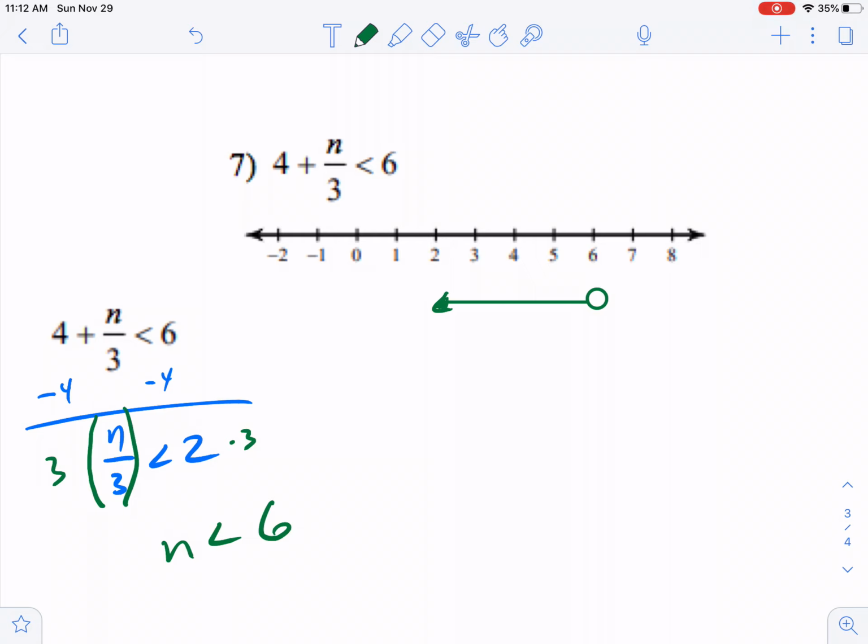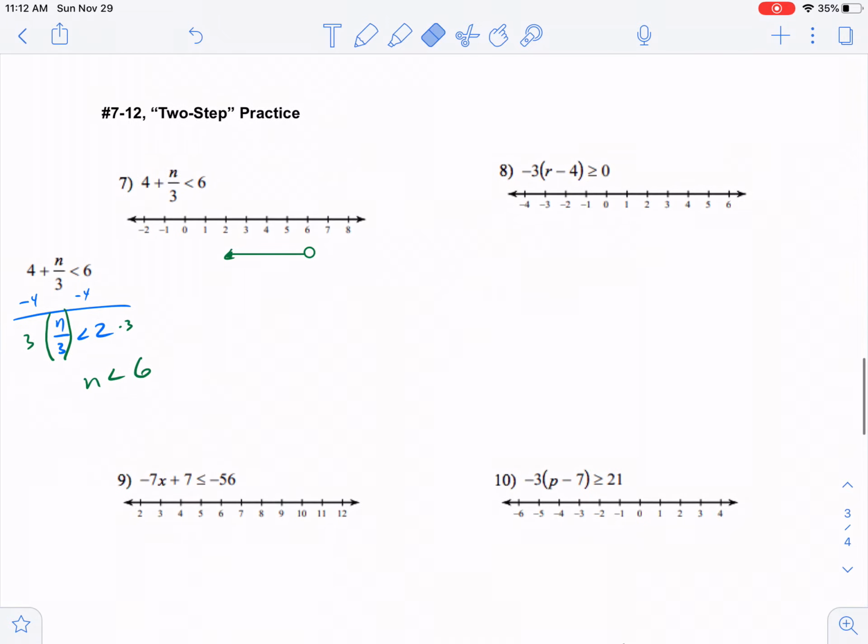And if we want to test it, let's put 0 here. 0 over 3 is 0. 4 plus 0 is 4. 4 is less than 6. That works. You can always check your work, which I recommend.